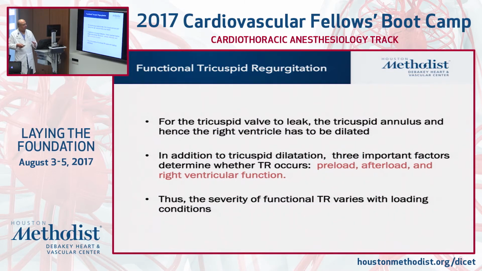So for the valve to leak, the annulus and hence the right ventricle has to be dilated, and in addition to tricuspid dilatation, there are three important factors which determine whether tricuspid regurgitation will occur: preload, afterload, and right ventricular function. So the severity of functional TR in any given patient will vary day to day, depending upon loading conditions.